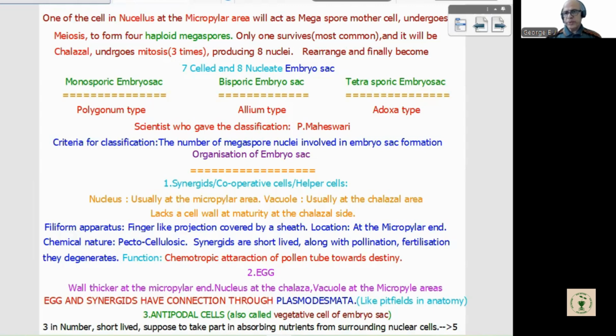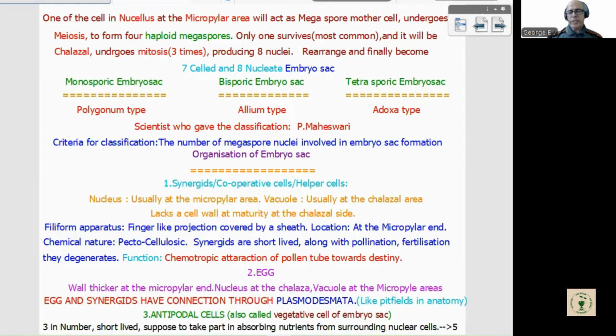Now we have to proceed to the central cell. The central cell is one of the largest cells of the embryo sac, and it contains 2 polar nuclei. Initially, that is n plus n. Later, when the pollen tube comes, the two n nuclei will fuse to become diploid, and now it is called the secondary nucleus or definitive nucleus. That is how the haploid central cell changes into a diploid central cell.